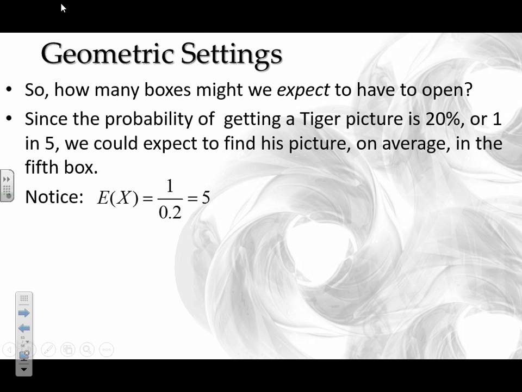Okay? Now what it says is, if you notice, we said 5 boxes is what we should expect. Well, if I take 1 divided by the probability of success, 1 divided by 20%, that gives me exactly 5. Okay? So this is going to be part of our model that we're building here over the course of the next couple slides.